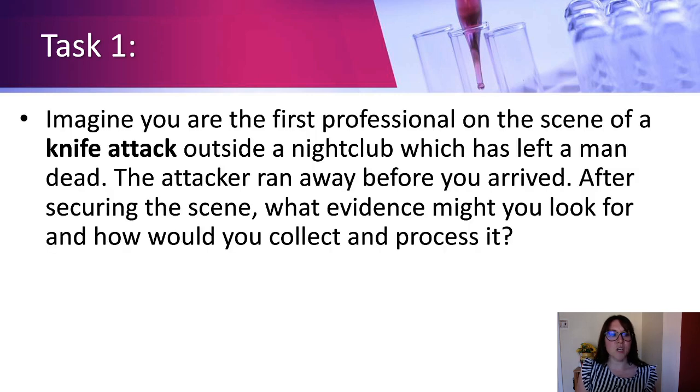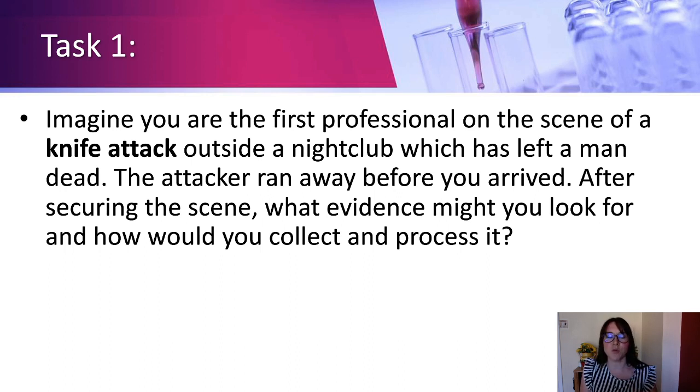I asked my students, first of all, I did this on a previous PowerPoint as well. Imagine you are the first professional on the scene of a knife attack outside a nightclub which has left a man dead. The attacker ran away before you arrived. After securing the scene, what evidence might you look for and how would you collect and process it?